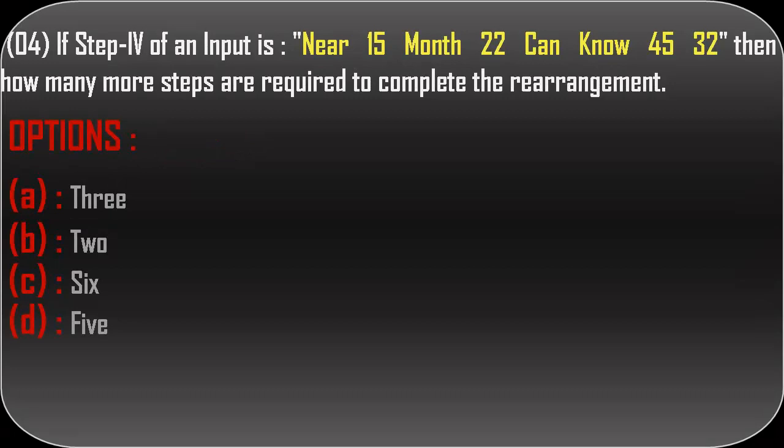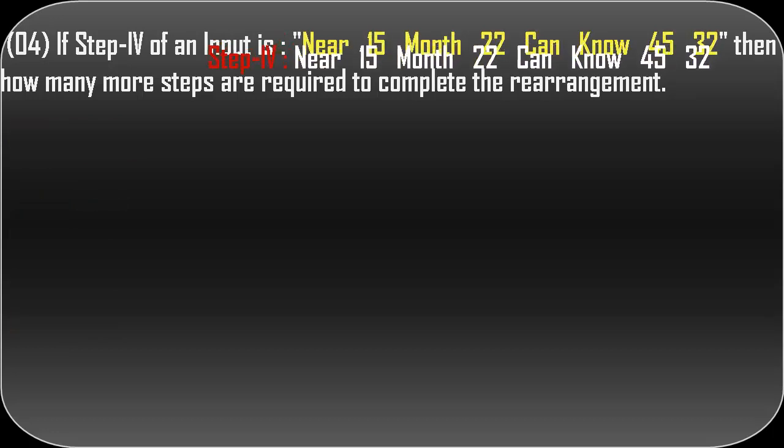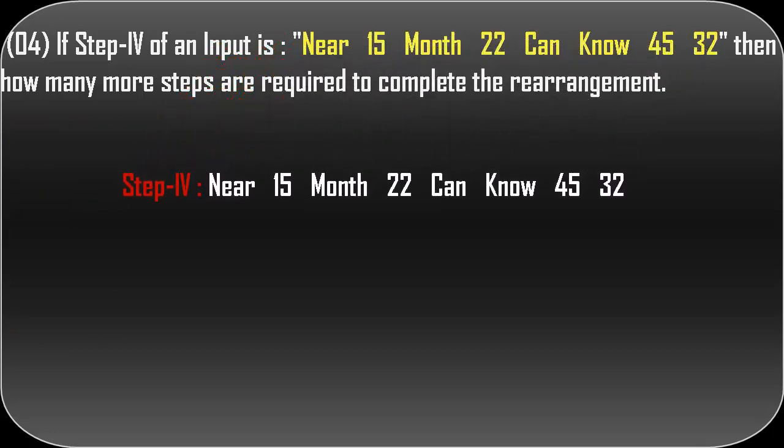Now the next question is, if step 4 of an input is given as follows, how many more steps will be required to complete the rearrangement? The solution for this question is quite similar to the third one. Here step 4 is given as this, and in order to find out the number of remaining steps, we will find out each of these remaining steps. So first we will find out how many elements are already arranged in the given step 4.